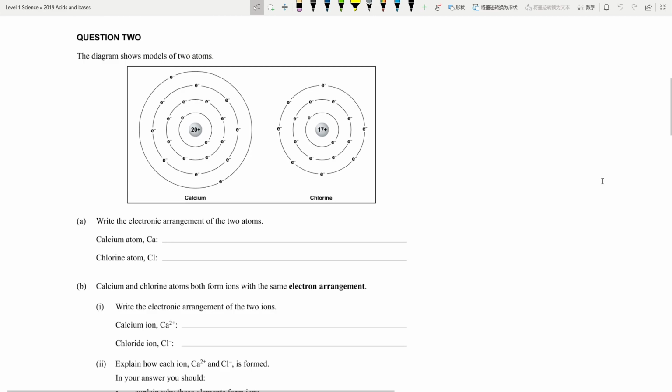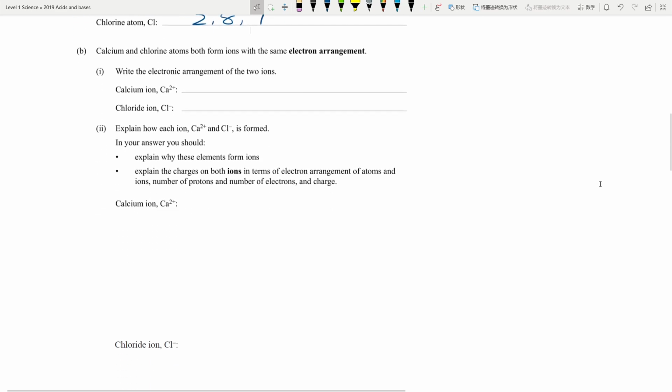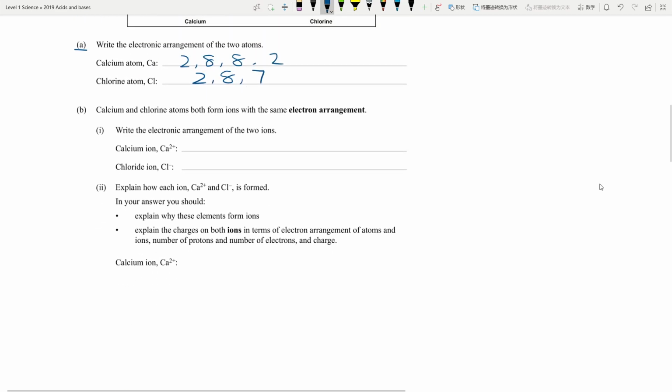Now, write the electron arrangement. Look at A, write the electron arrangement of the two atoms. You can just count how many electrons there are. This would be 2 electrons in the first shell, 8 electrons in the next one, 8 in the next one, 2 in the next one. You can look at the diagram and count. If you don't know how to use the periodic table to do these, you can add that up and then write that in. That's achieved.